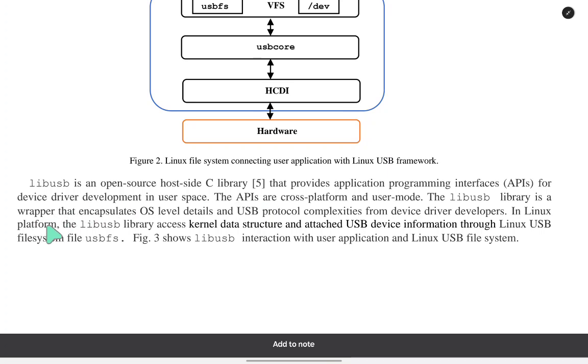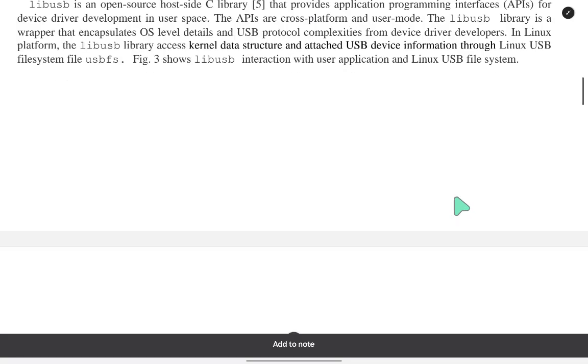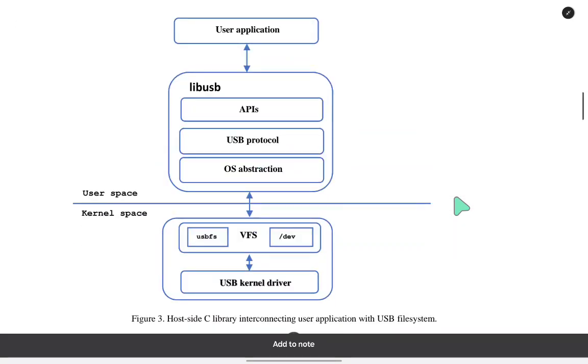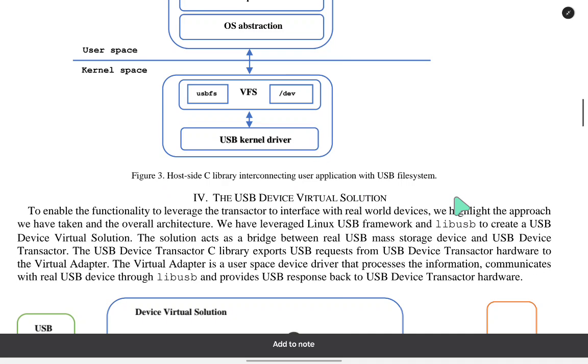In Linux platforms, the USB library accesses the kernel data structure and attached USB device information through the Linux USB file system via usbfs. Figure 3 shows the libusb interaction with the user application and the Linux USB file system. Figure 3 shows the host-side C library interconnecting the user application with the USB file system.